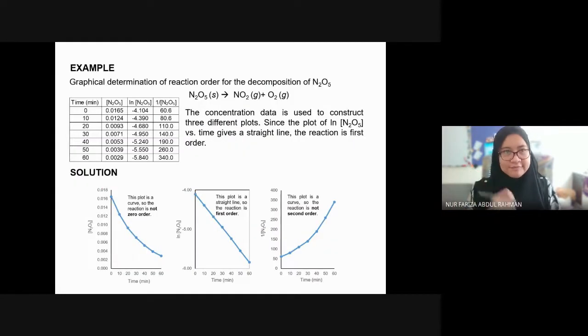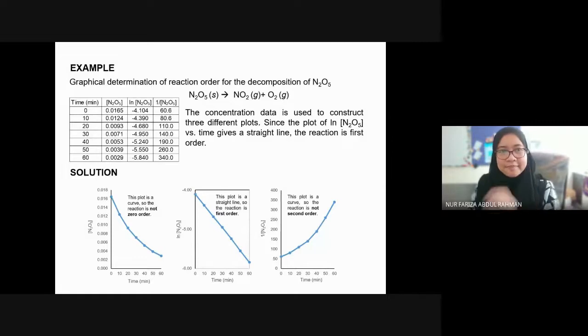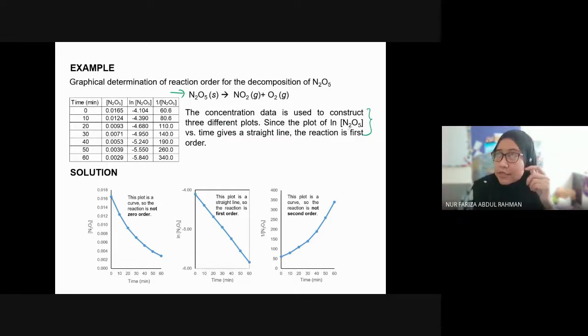Okay, macam ni. Soalan dia akan bagi macam ni: Graphical determination of reaction order for decomposition of N2O5. Dia bagi reaction and then the concentration data is used to construct... Bukan macam ni. Bukan kan. Ni soalan ni, ini just explanation. Okay, alright, dia macam ni. Tak ada pula dekat dalam tutorial awak ada. Okay, dia bagi equation dekat sini. Dia bagi equation dekat situ.